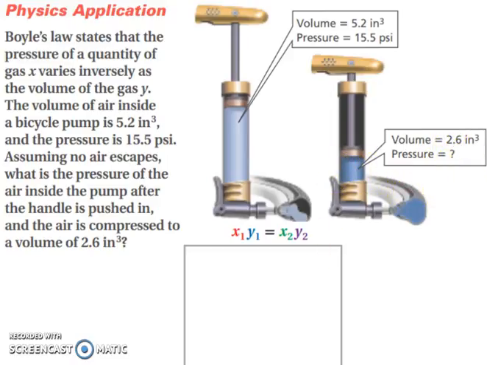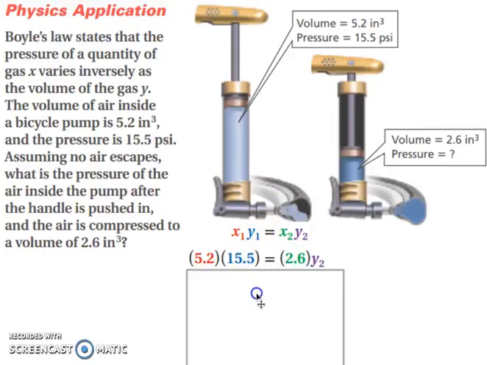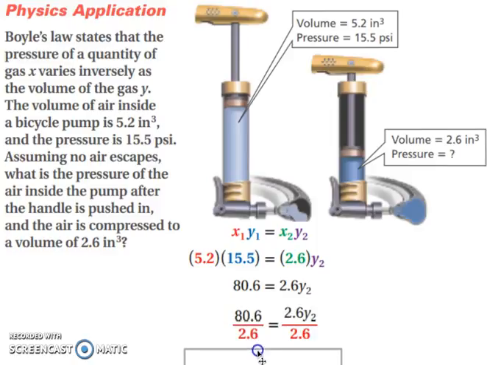So we're going to substitute our values in that we know, and then we're going to simplify. So therefore, if the volume is 2.6 inches cubed, your pressure is going to be 31 psi. And that ends our video lesson on inverse variation.